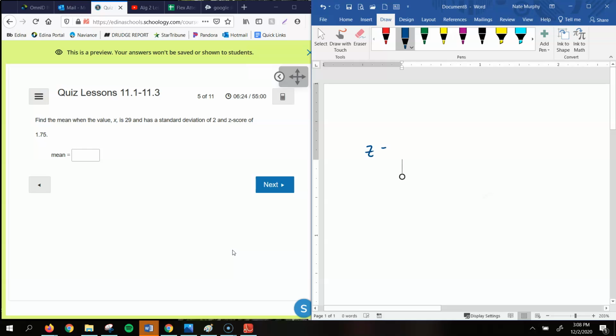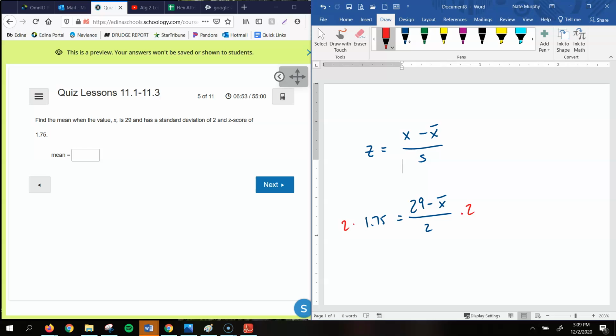So remember, to find a z-score, we take the value for x minus the mean and divide it by the standard deviation. So we're trying to find the mean when the value for x is 29, so we'd have 29 minus the mean, which is what we're trying to find, over the standard deviation of 2, equals a z-score of 1.75. So I'm going to solve this equation. I want to get rid of the fraction, so I'm going to multiply both sides by 2.